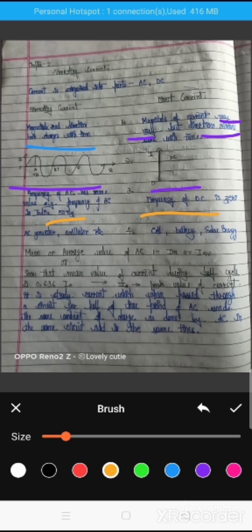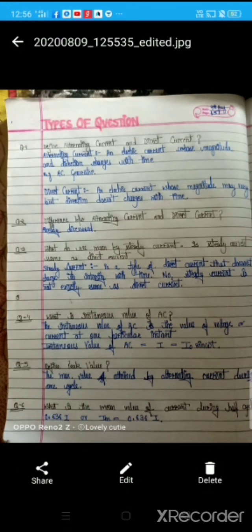DC means direct current. Some examples of AC are AC generator, oscillator, etc. And examples of direct current are cell, battery, solar energy. So this was all about alternating current and direct current. Now the topic which I explained, I think, is well cleared.